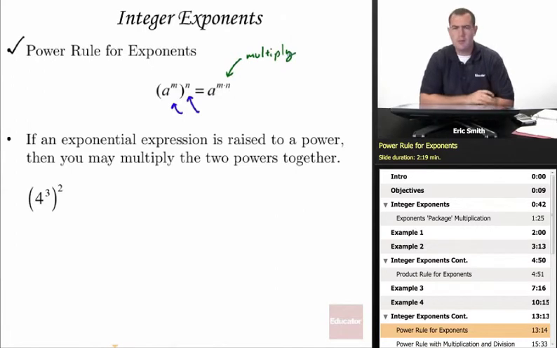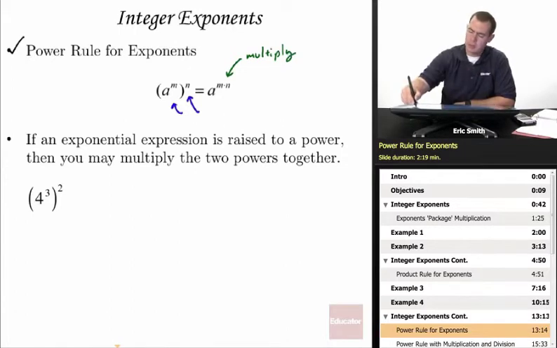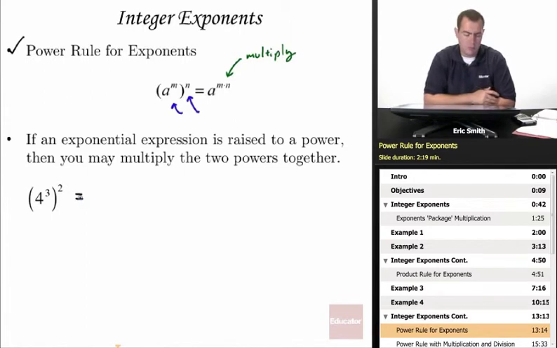Now, to really convince you that this is the way it should work, we're going to deal with another example that has just numbers in it and show you that this is really the way you should combine your exponents in this case. So we're going to take a look at 4 to the third power, and all of that is being squared. So say you knew nothing about the power rule, how could you end up interpreting this?